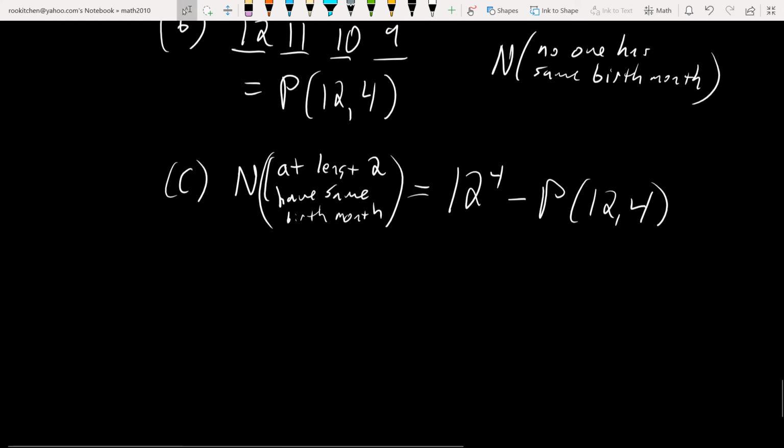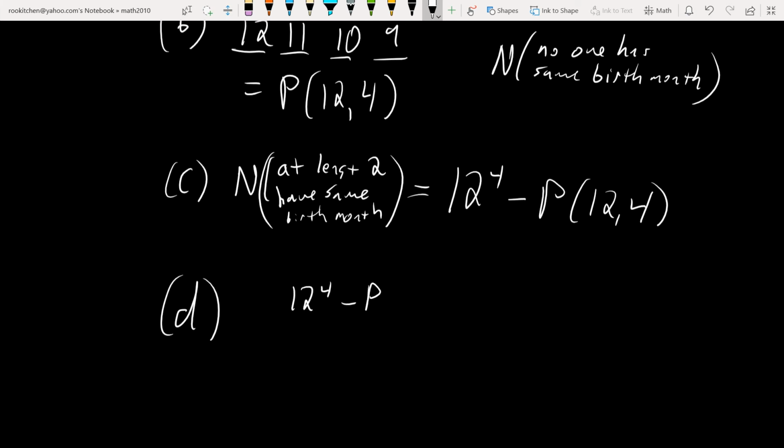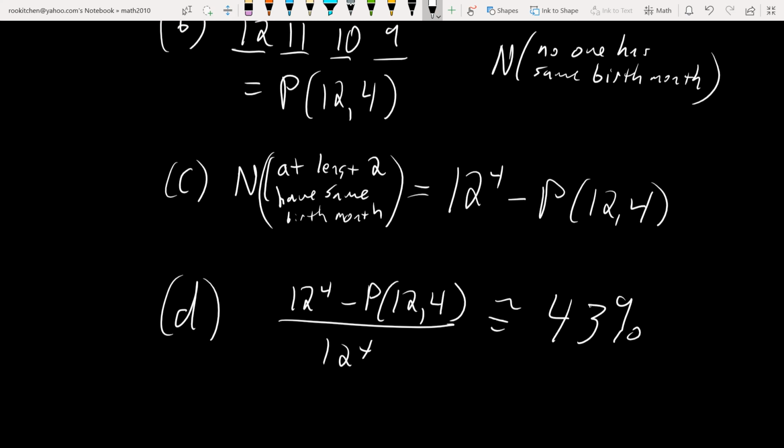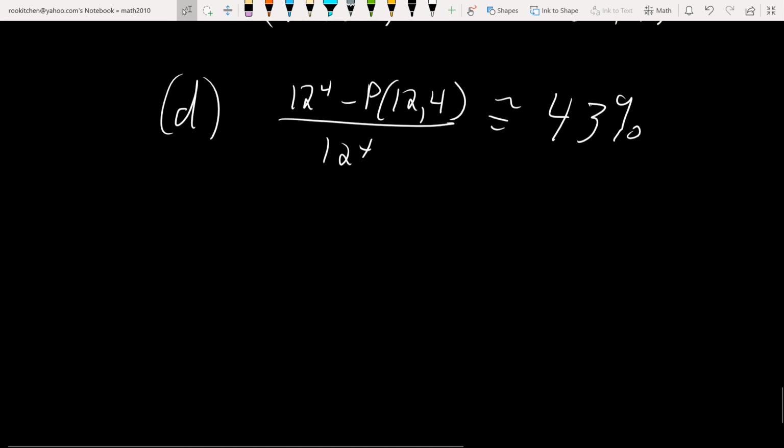Okay, and then part D, what's the probability that in a group of 4, at least 2 of them will have the same birth month? Well, you just take the answer from part C and divide it by the total number of birth month combinations. Okay, so that'd be 12 to the 4th. And if you evaluate that in your calculator, you're going to get a pretty high percentage, right? You would expect at least 2 people to have the same birth month in a group of 4.